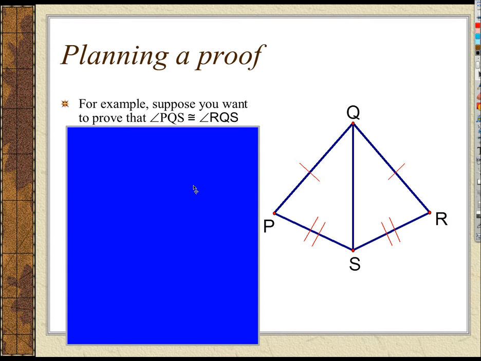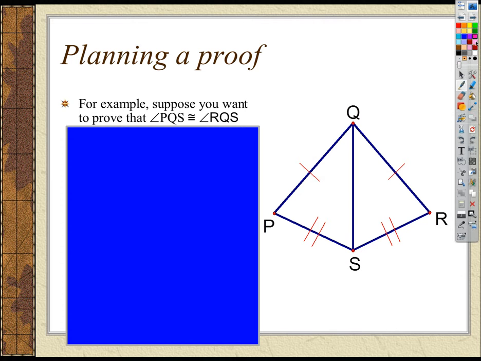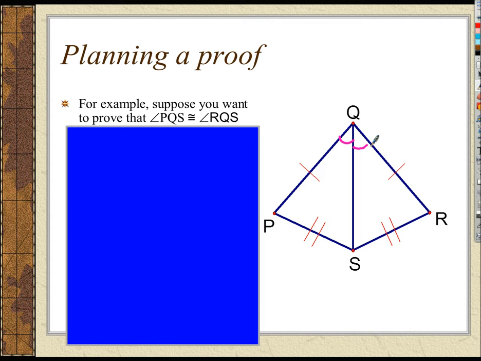Okay, what about this one? Let's look at this case. Suppose that this is the stuff that we're given. We're given some congruent sides, and that's it. We're told that side PQ is congruent to side RQ, side PS is congruent to side RS, and we want to show somehow that angle PQS, so if I were to draw that in, it would just look like this, right? We want to show that that angle is congruent to that angle somehow. That's our goal of our proof.